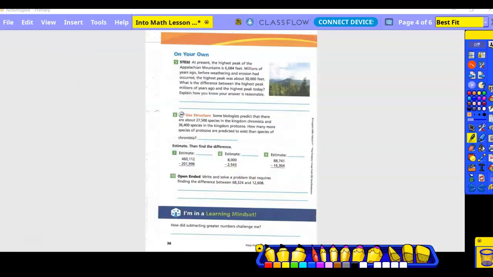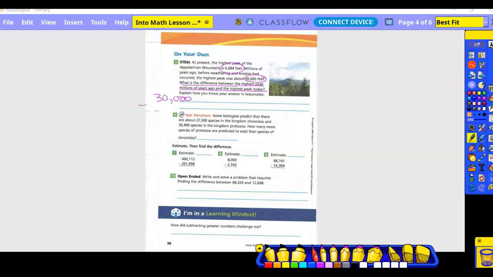On your own, number 5, STEM. At present, the highest peak of the Appalachian Mountains is 6,684 feet. Millions of years ago, before weathering and erosion had occurred, the highest peak was about 30,000 feet. What is the difference between the highest peak millions of years ago and the highest peak today? So we need to pull out our numbers and then underline what we're looking for, okay? And then we also need to do an estimate, okay? So our estimate, do we have to estimate 30,000? Nope, it's already there for us.